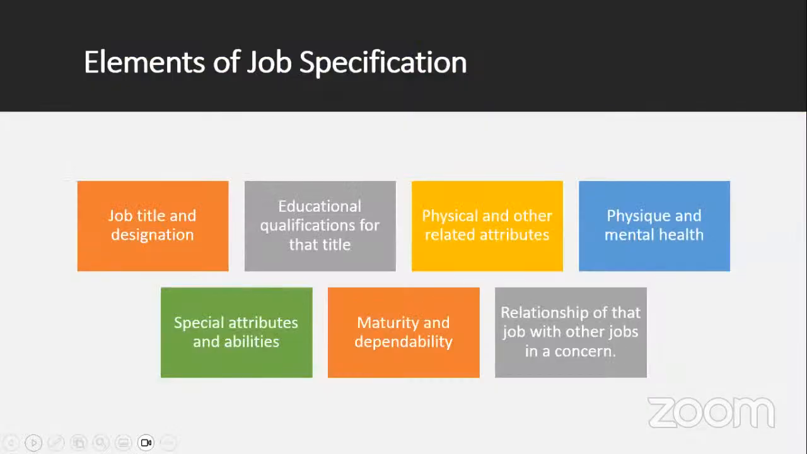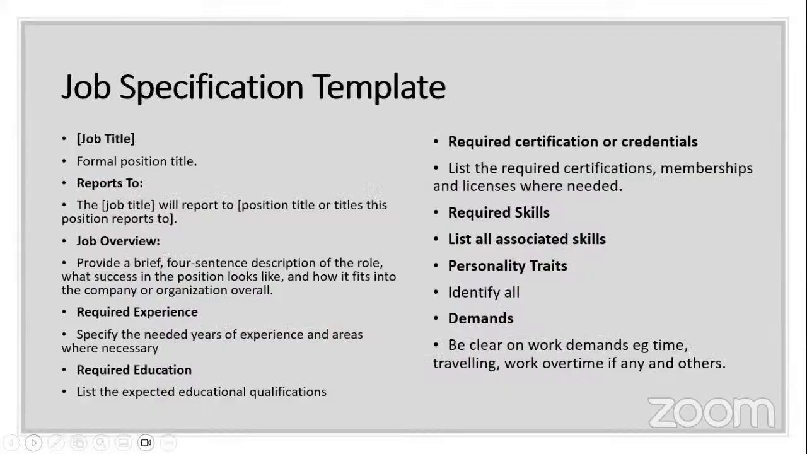Elements of job specification. We look at job title and designation, educational qualifications for that title, physical and other related attributes, physique and mental health, special attributes and abilities, maturity and dependability, relationship of that job with other jobs in a concern. So, job specification templates: we have job title, former position title. The position title this position reports to. Job overview: provide a brief few sentences description of the role, what success in the position looks like, and how it fits into the company or organization overall. Required experience.